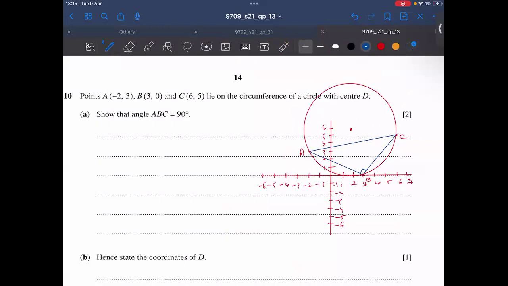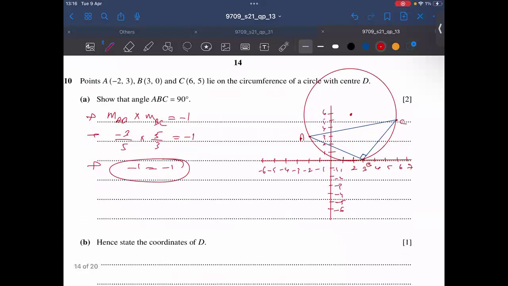But anyway, let's calculate the gradient AB. M_AB times M_BC should be equal to -1. If that proves, it means AB and BC are perpendicular to each other, and so you must have angle B as 90 degrees. So the gradient AB is 0 minus 3, which is -3 over 5, times BC which is 5 over 3. And yes, it is coming out to be -1. So proven. Is it clear or not, Ms. Iman? It is proven. Yes, sir.